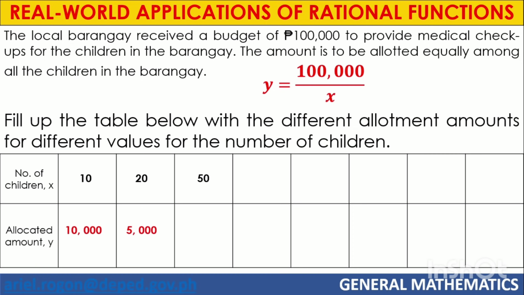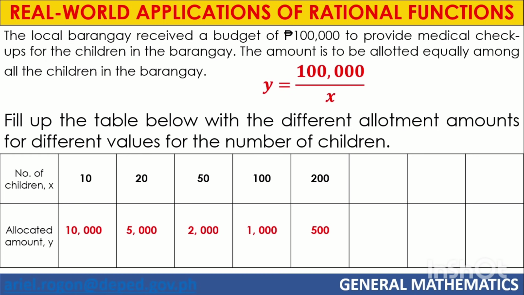Paano naman kapag 50 children in that particular barangay? So magkano ang matatanggap nila bawat isa? Makakatanggap sila ng 2,000. Paano kapag 100? So 1,000 na lang makukuha nila. Paano kapag 200 ang bata? 500 ang makukuha nila bawat isa.